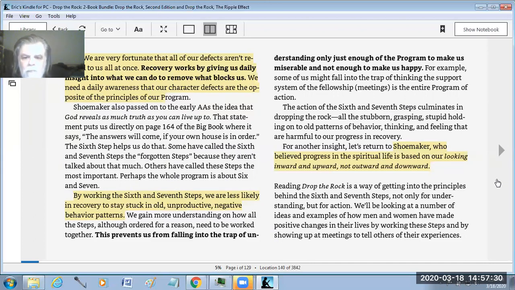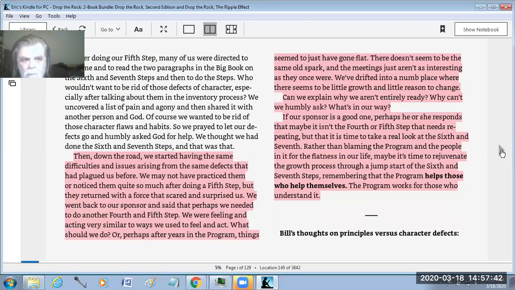We'll be looking at a number of ideas and examples of how men and women have made positive changes in their lives by working these steps and by showing up at meetings to tell others of their experiences. After doing our fifth step, many of us were directed to go home and read the 2 paragraphs in the Big Book on the 6th and 7th steps, and then do the steps.